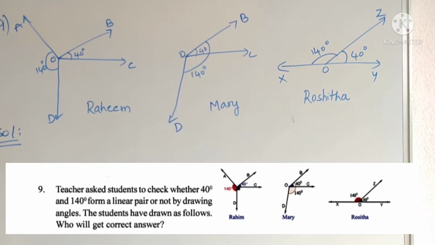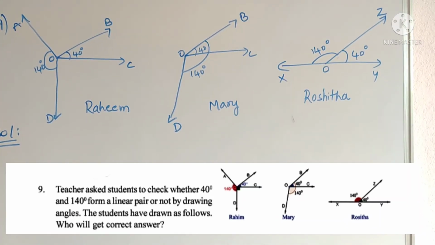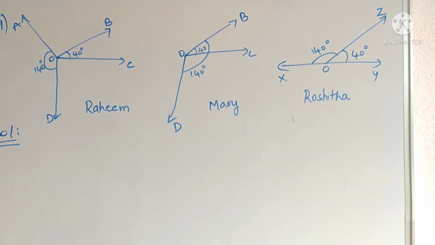Next, last problem of this exercise, 9th problem. The teacher asked students to check whether 40 degrees and 140 degrees form a linear pair or not by drawing angles. The students have drawn as follows. Who will get the correct answer? So here 3 students are there. Rahim, Mary and Roshita. So these 3 students drew a linear pair of 140 degrees and 40 degrees just like this. Now the question, who is correct? All of them say they drew correctly.